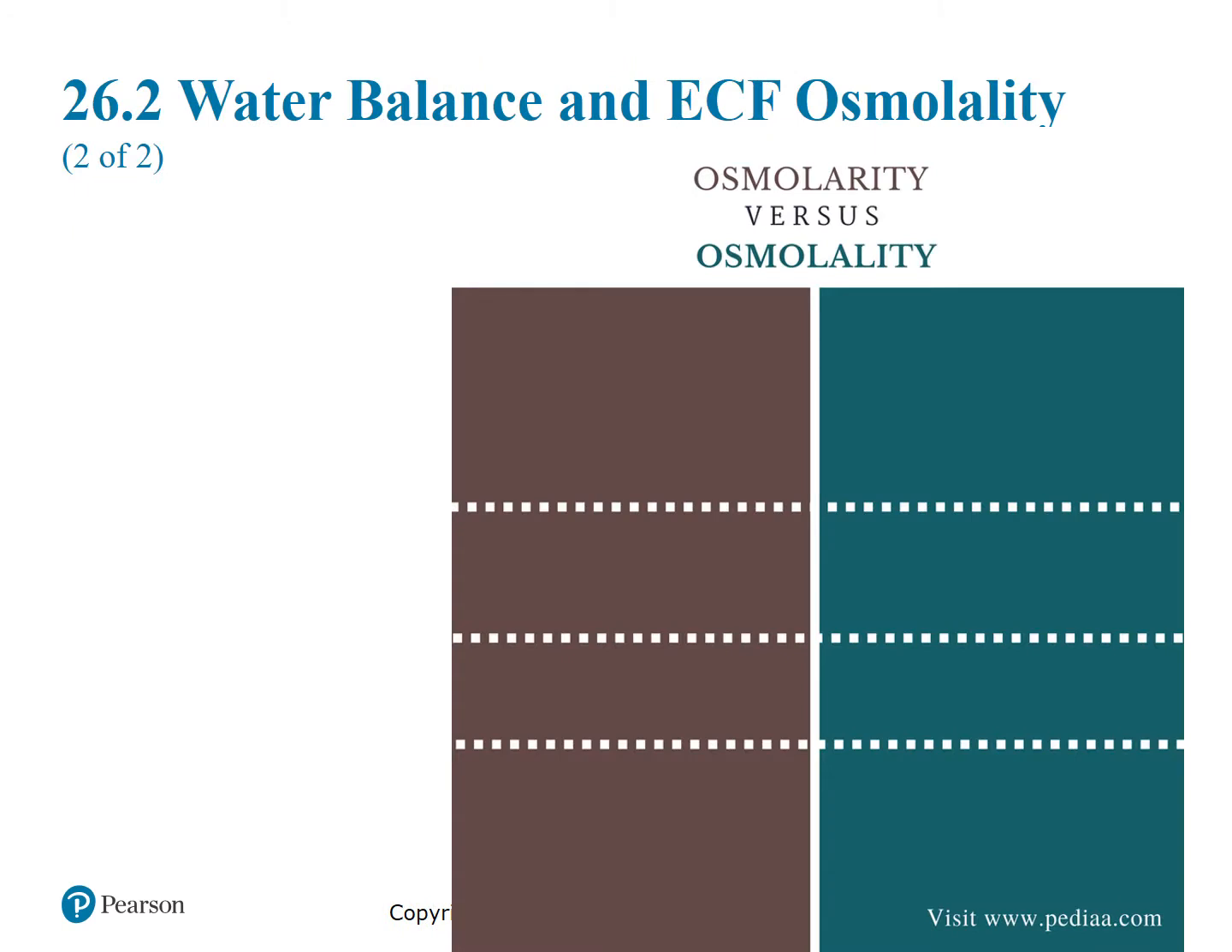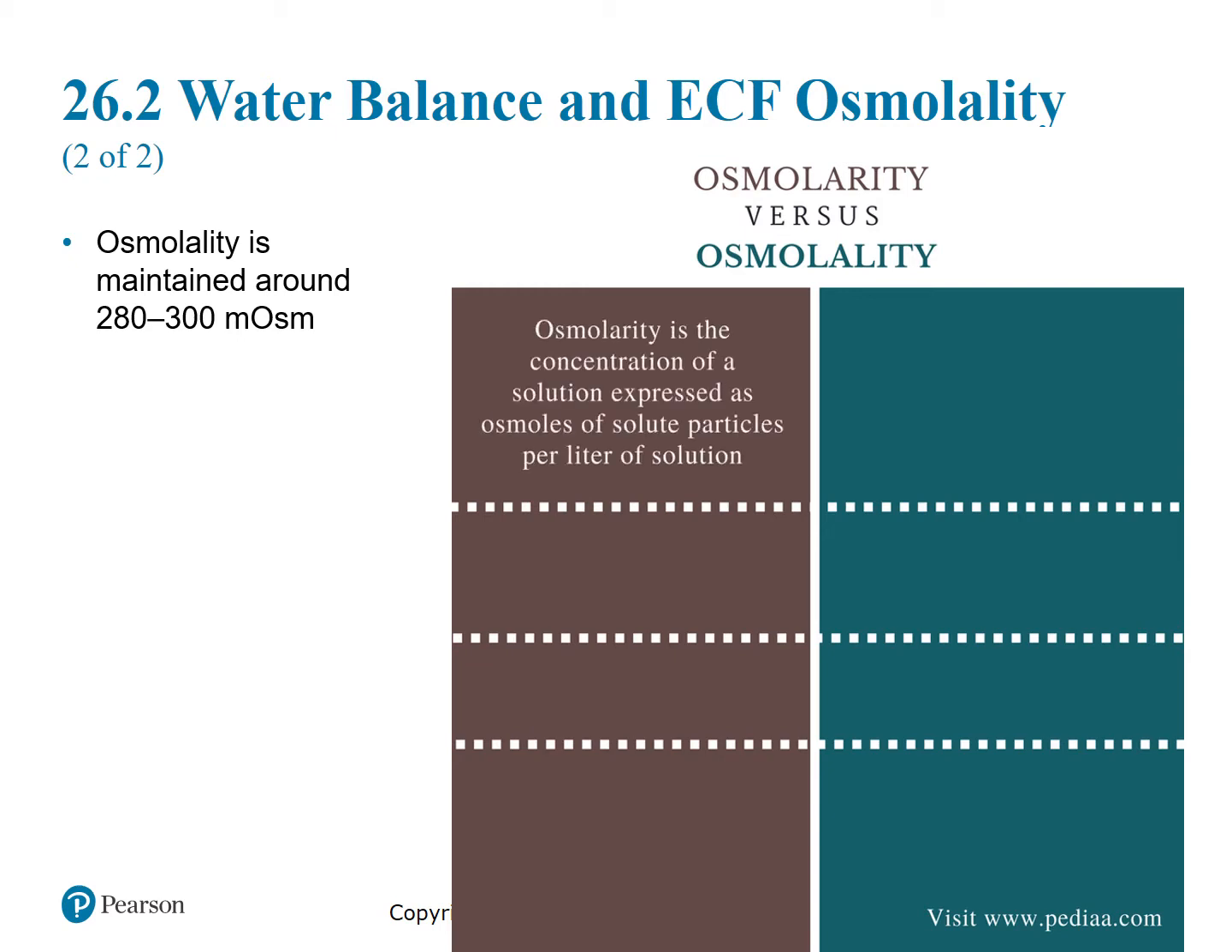So the first thing we need to do is to talk about what osmolarity and osmolality are, because we're going to be referring to both terms in this PowerPoint. So osmolality is something that's maintained around 280 to 300 milliosmoles. And so what's the difference between osmolarity and osmolality?